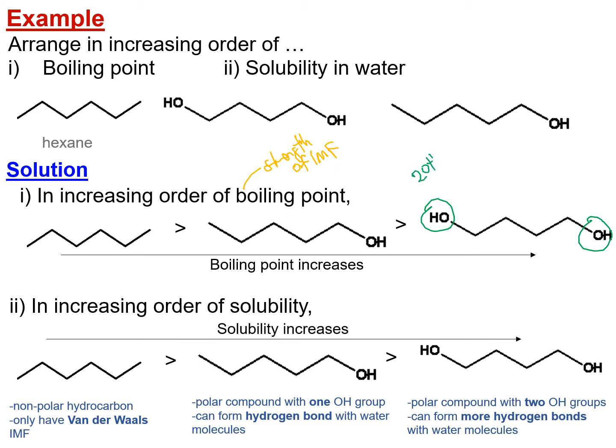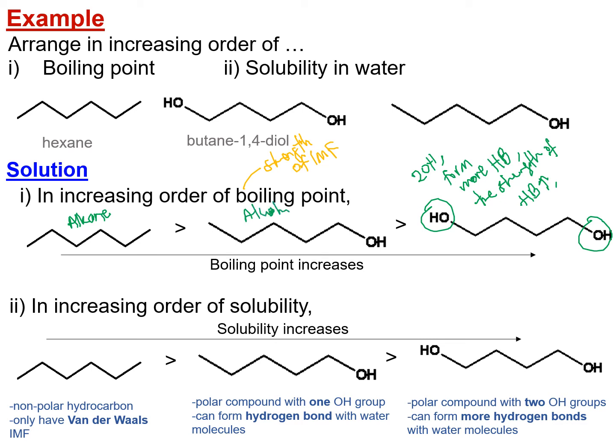Since dia ada 2 OH, dia boleh form more hydrogen bond. Okay, bila dia boleh form more hydrogen bond, makanya the strength of hydrogen bond pun will be stronger. Okay, therefore you need more energy to overcome the stronger bond. That's why dia ada higher boiling point. If you want to compare between this alkane dengan alcohol, you boleh cakap alkane ni dia ada van der Waals forces saja, alcohol ada hydrogen bond. So that's why this alcohol has higher boiling point than alkane yang ada van der Waals forces.